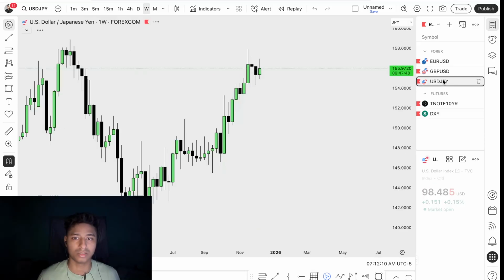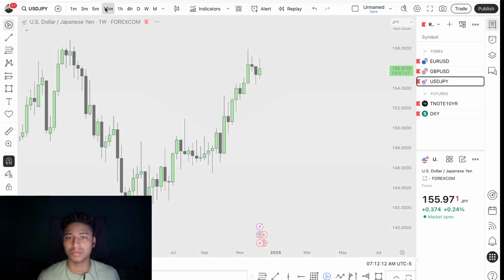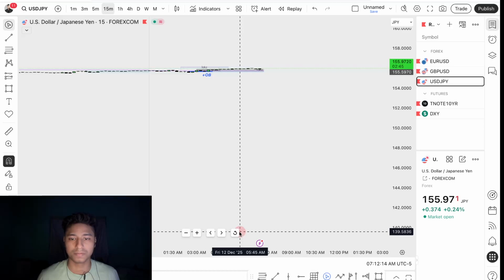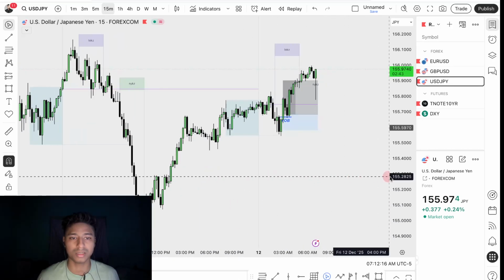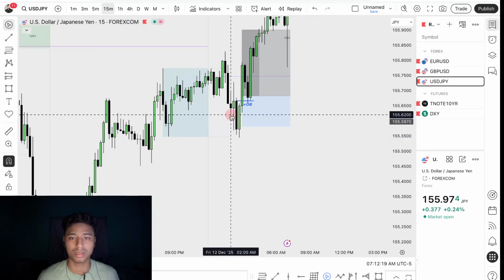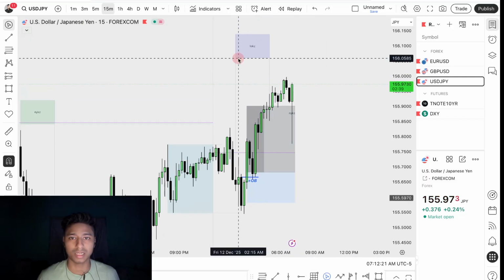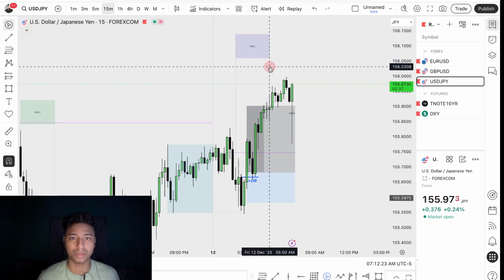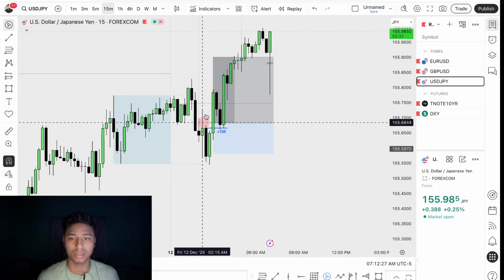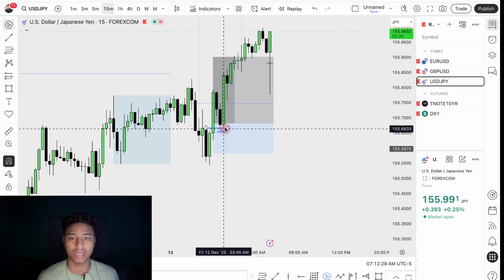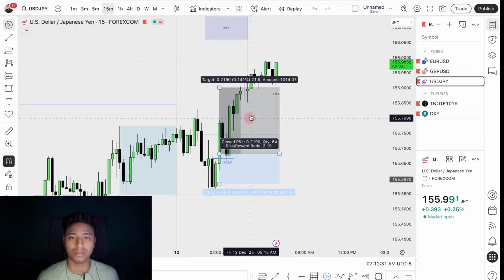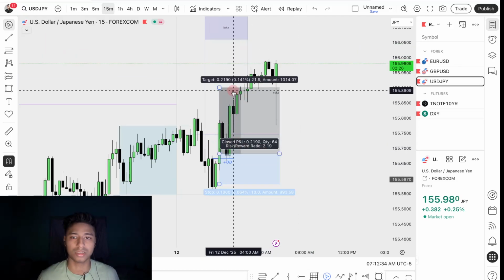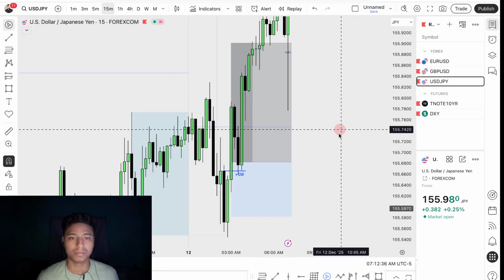So I went to 15-minute time frame on USDJPY. So I found my setup right there inside the Killzone time, 2 a.m. to 8 a.m. Sorry, 5 a.m. New York time. It retraced to the order block. I entered right there and held it till it took my TP.